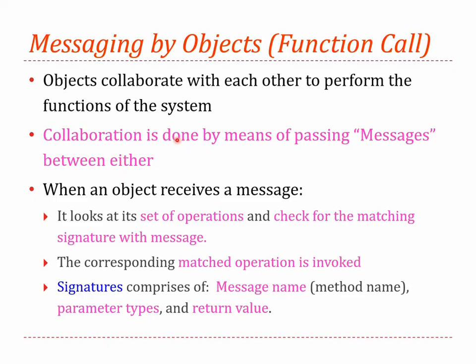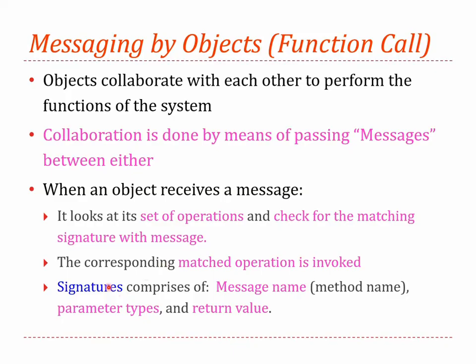They collaborate with each other by exchanging messages. Whenever one object needs another object to perform an operation, it sends a message. The receiving object checks whether it has a matching method or operation. If a matching method exists, it executes that particular method and returns the appropriate result.